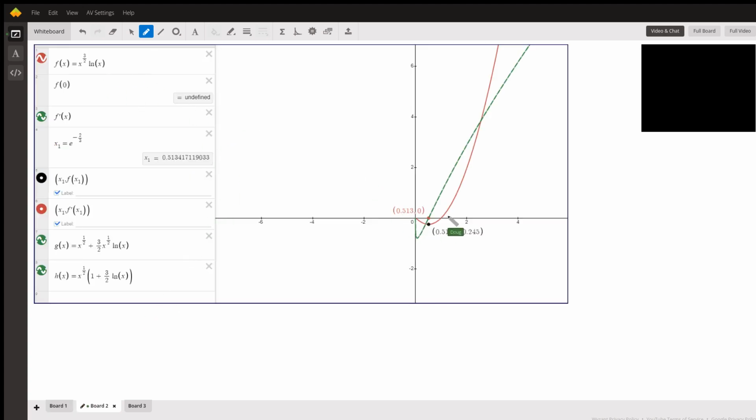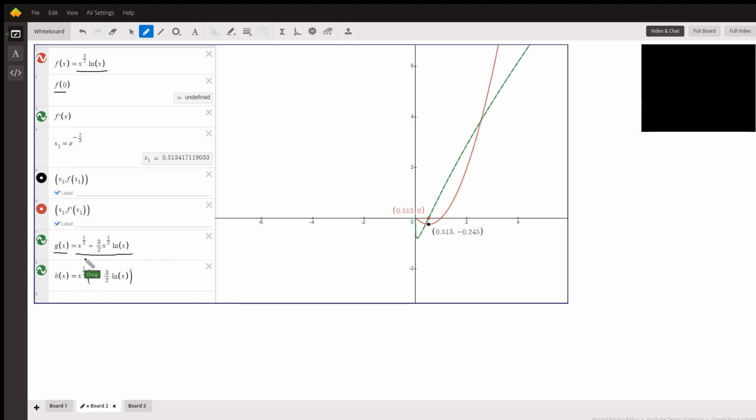The red graph is the graph of the original function. Notice that f of 0 is undefined because you can't take the natural log or the log of a non-positive number. The green dashed line is f prime. And here's another form of f prime using the product rule against this function, and this agrees with your answer.